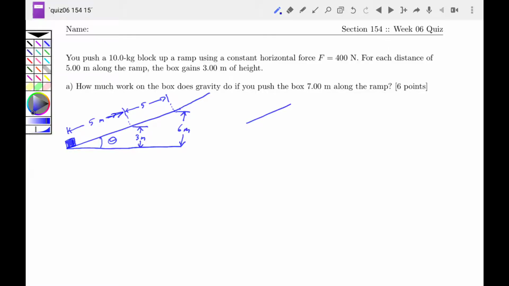You just think about this triangle with the hypotenuse of 5, an opposite side of 3. The sine of the angle has to be opposite over hypotenuse. Therefore, theta is inverse sine 3 over 5. 3 divided by 5, sine inverse. I get theta is 36.87 degrees.